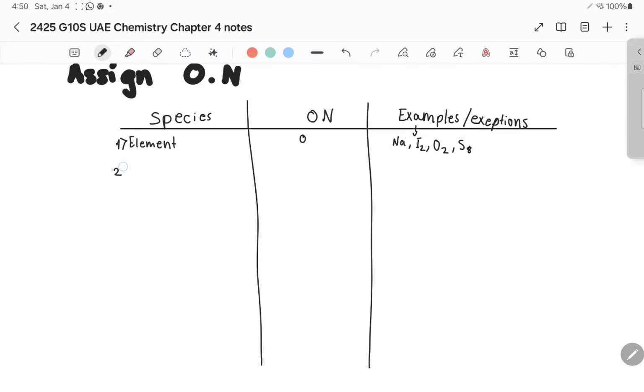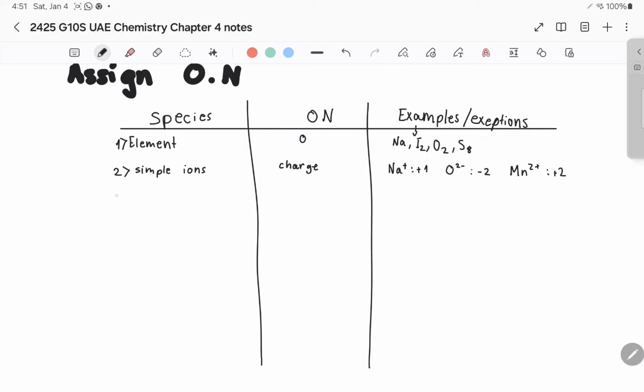Number two are your simple ions. For the simple ions, your oxidation number depends on the charge of that ion. I'm going to tell you what I mean by charge now. Let's say Na+, the oxidation number for this would be +1 because it's plus. Or O2-, its oxidation number would be -2 because it's 2 minus. Or one more example, Mn2+. It would have an oxidation number of +2. These are for simple ions.